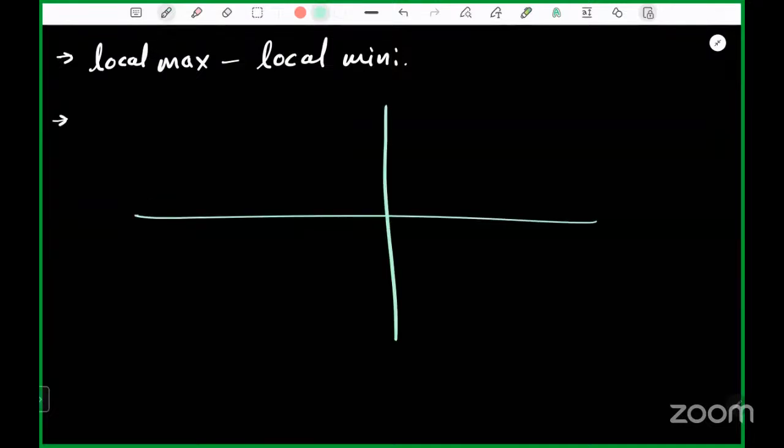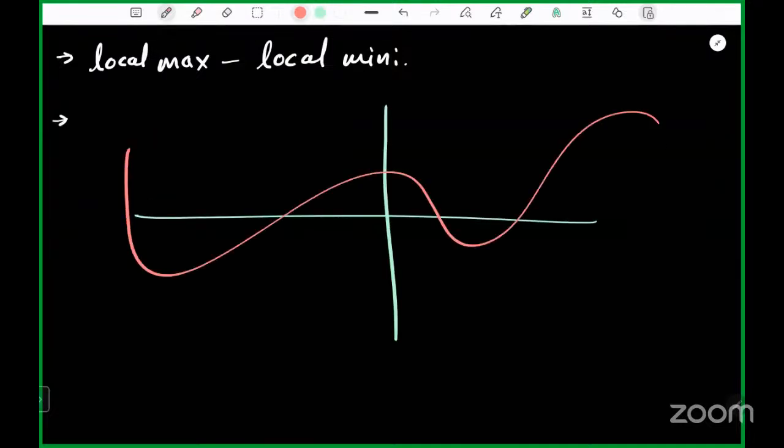Suppose you have a function like this. Then there are some points which possess some important properties. For example, here, if you consider this point, suppose this is x = -5. Now, what is happening around this point? If you create a small neighborhood and find the function values over this small neighborhood around the point x = -5, what is happening here?